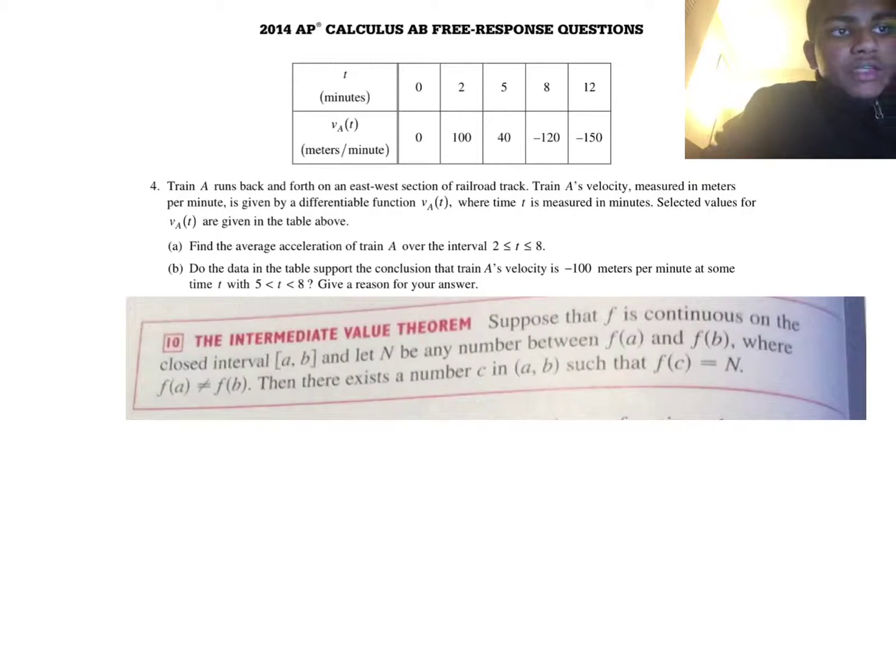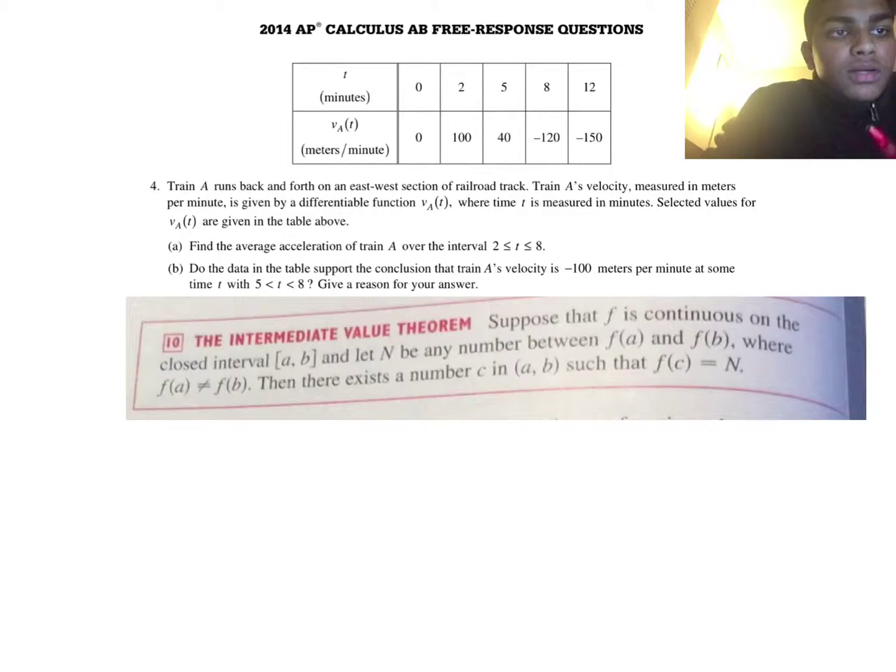Okay, on to part B. In this problem, it asks: do the data in the table support the conclusion that train A's velocity is negative 100 meters per minute at some time t within 5 to 8? Give a reason for your answer.